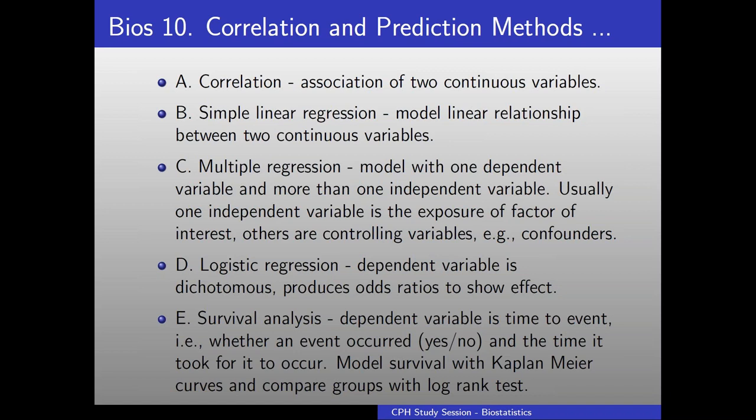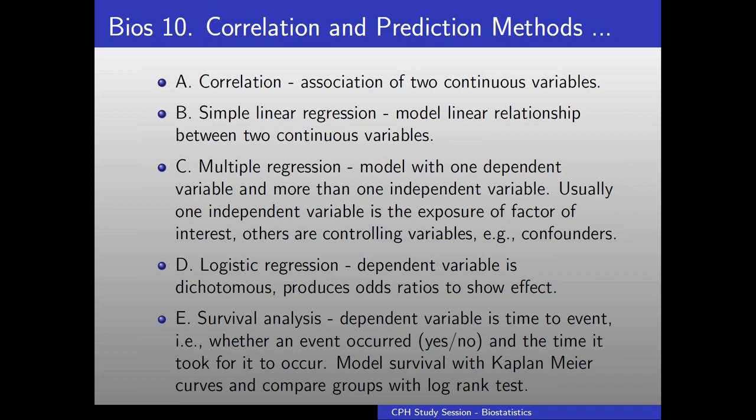So logistic regression, as I said, is used when the dependent variable is dichotomous. And we like it in public health because it produces odds ratios through the regression model. The regression model that you have will produce odds ratios for any of the independent variables.